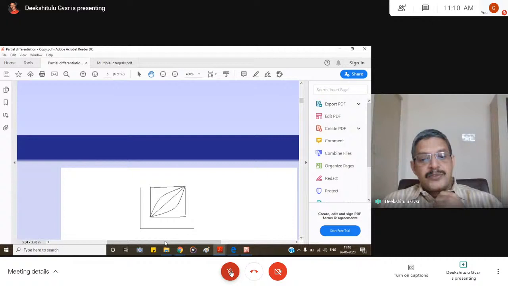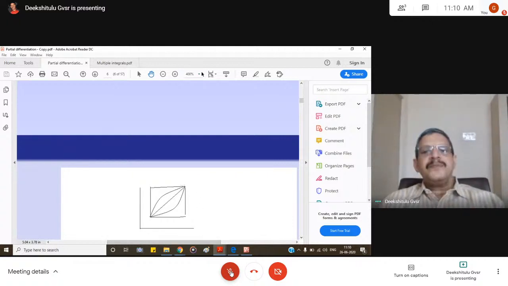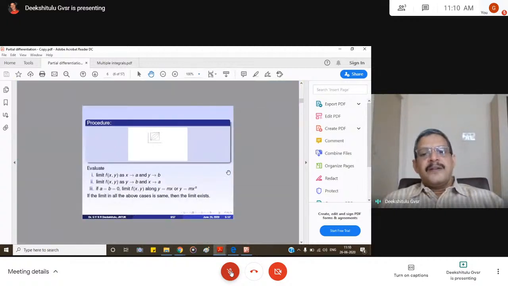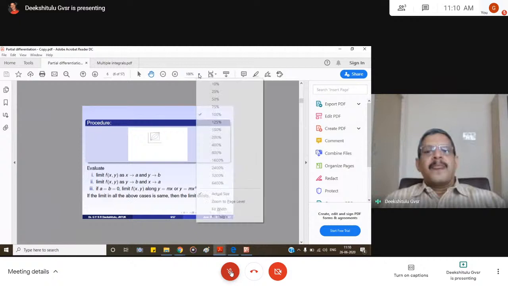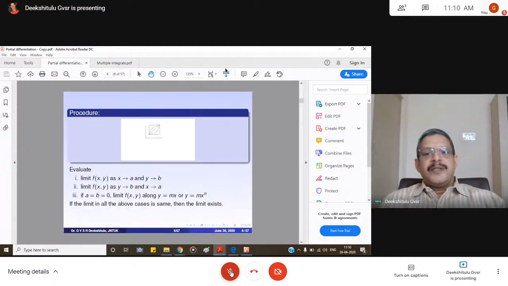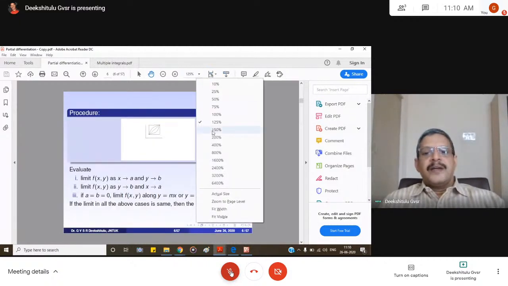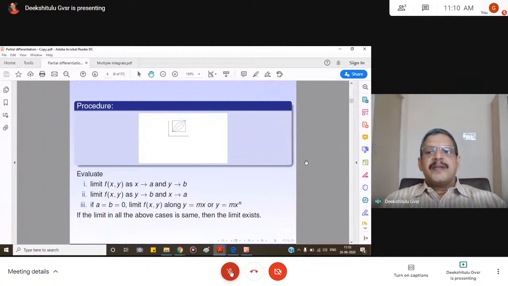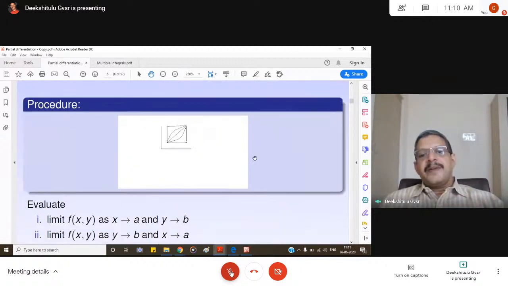You can have something like this, so many curves, but we have to generalize these paths. So this is what I mean by different paths. Whatever path you take, the limit must be the same. Then in such a case, we say that the limit exists.